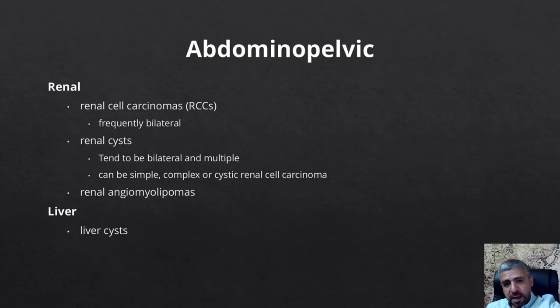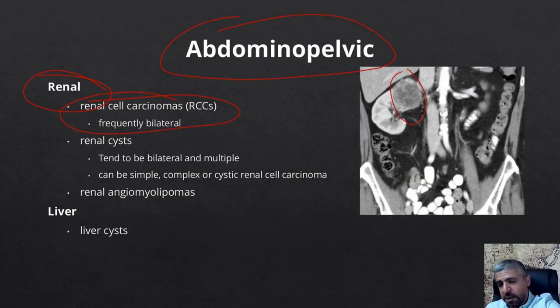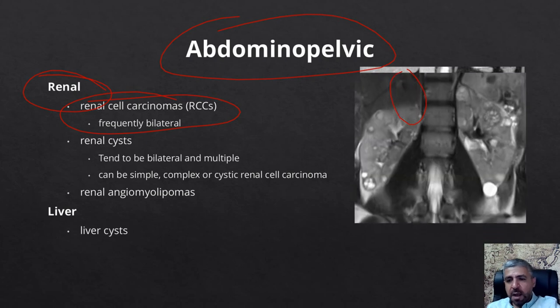Let's start with the abdominopelvic organs. First of all, in the kidneys, we have renal cell carcinoma, and they are frequently bilateral. You can see in this CT scan image, there's this ugly looking tumor, and it's very typical of renal cell carcinoma. And we have renal cysts.